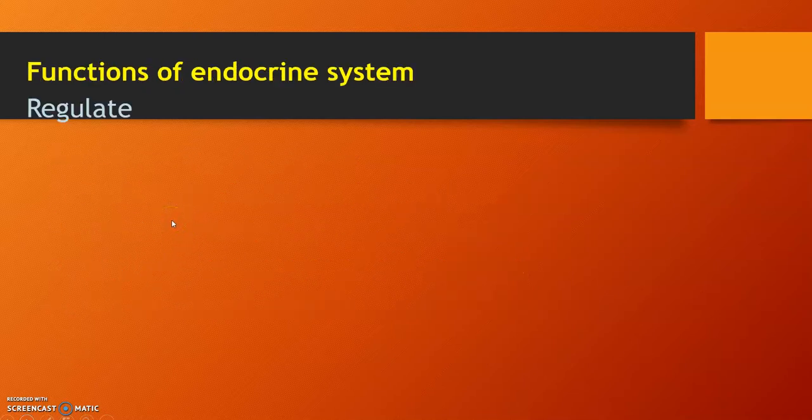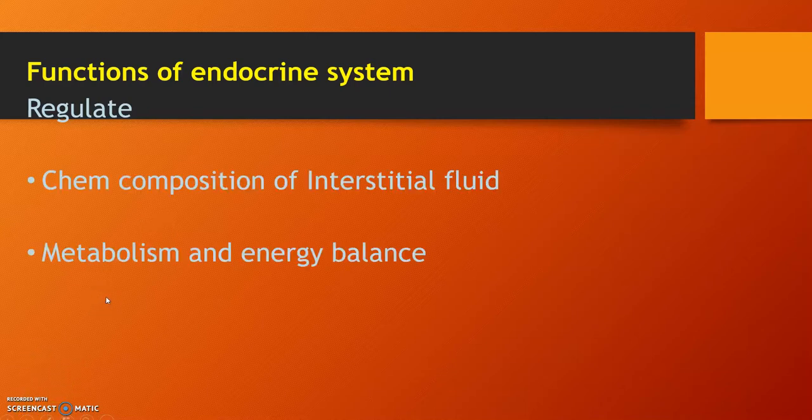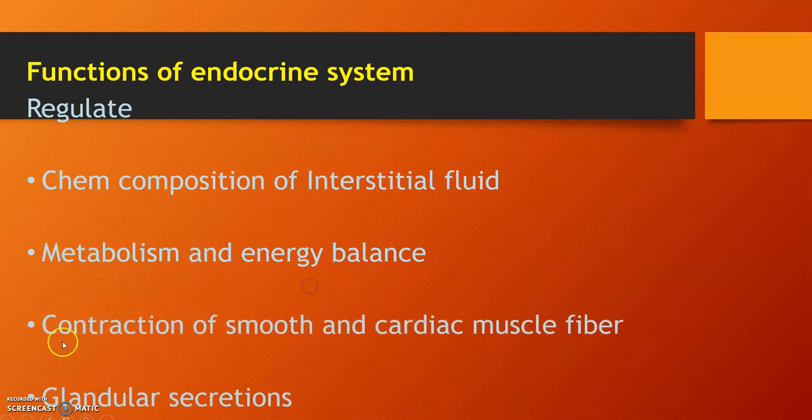Now let us see the functions of endocrine system. Endocrine system helps in regulating chemical composition of interstitial fluid. It helps to regulate metabolism and energy balance. It helps to regulate contraction of smooth and cardiac muscle fibers. It helps in regulating glandular secretions.